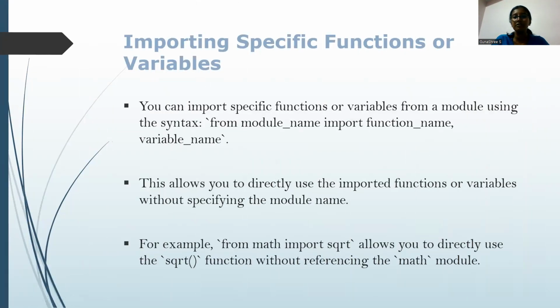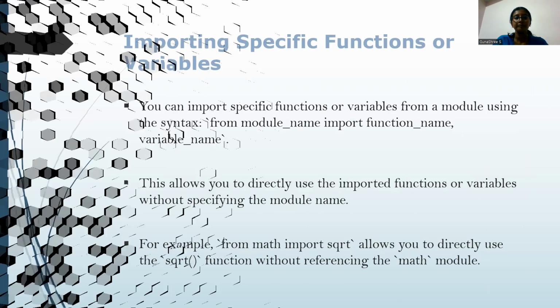Next, importing specific functions or variables, not only the basic module. If you want to import specific functions, then we have to use the syntax from module name import function name. In place of module name, we specify the module, and the function name and also the variable name which has to be imported. This will allow us to use the imported functions and variables without specifying the module name. For example, when we take from math import square root, it will directly allow us to use the square root function rather than referring to the math module.